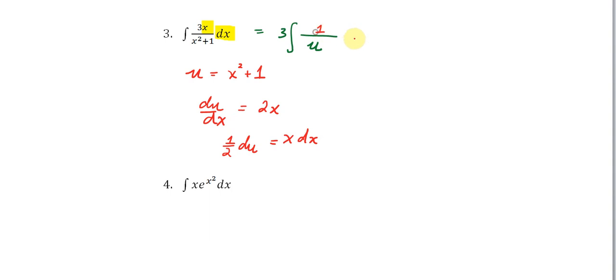So I'm going to write a 1 here, a du here, and then multiply it by 1/2. So this is the equivalent, where all the stuff that I wrote in red here is we're taking out x dx and replacing it with 1/2 du. So just to clean this up a little bit, this is going to be 3/2, the antiderivative of 1 over u du, right, which turns out to be 3/2 the natural log of the absolute value of u plus a constant.